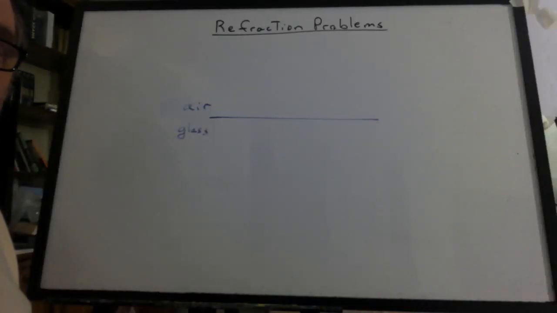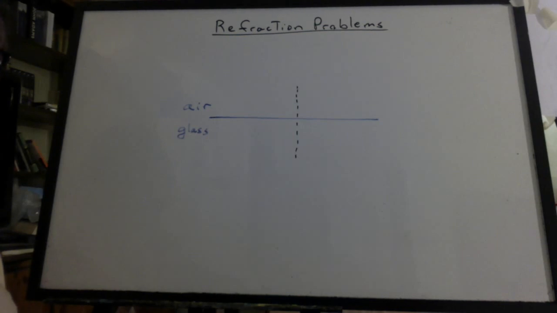Let's do a few practice problems. That's the normal line between air and glass. We always measure the angle from the normal line. Which way do you think this ray is going to bend? Toward or away from the normal?